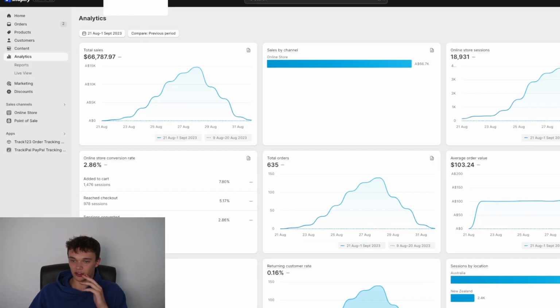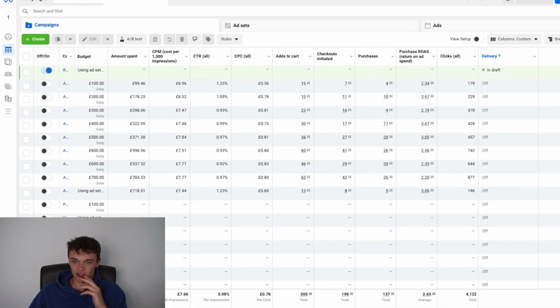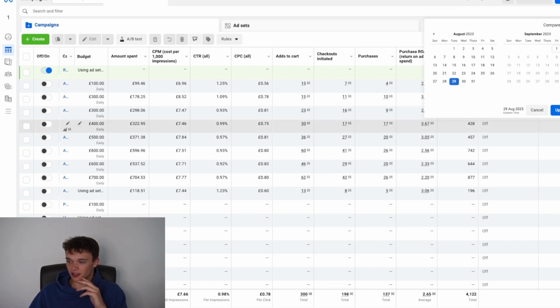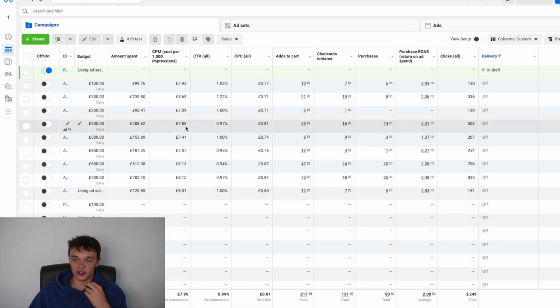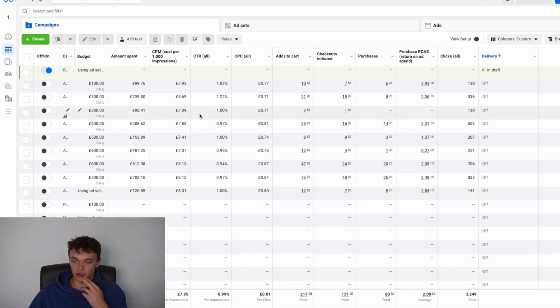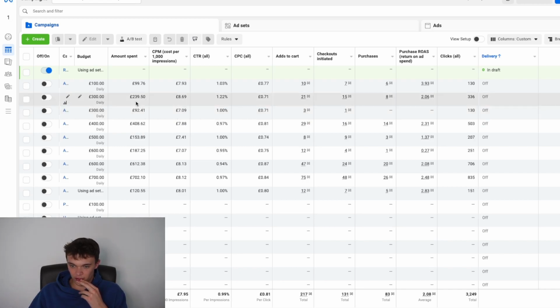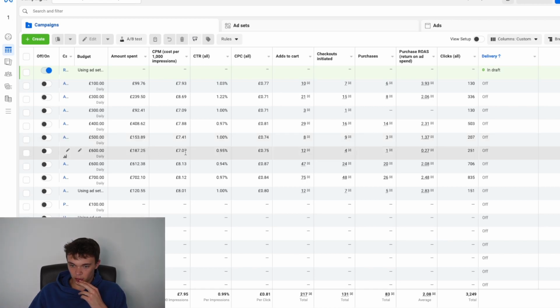I'm just gonna go quickly over this. So on the 29th, we went from £3.2k spend to 2.6, and that's because I turned some of these CBOs off because they just weren't performing. This one got turned off, this one got turned off, this one got turned off, this one got turned off, and that's just because it was really bad ROAS.